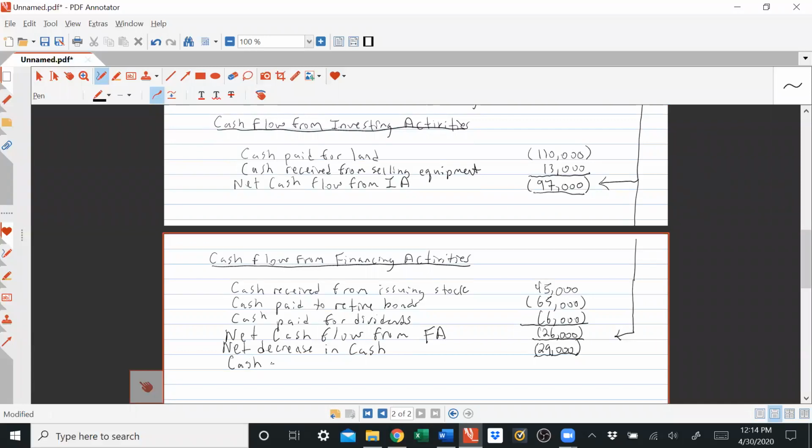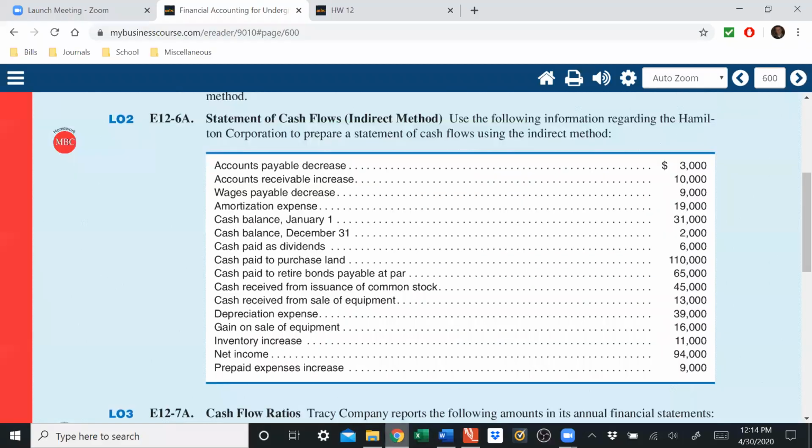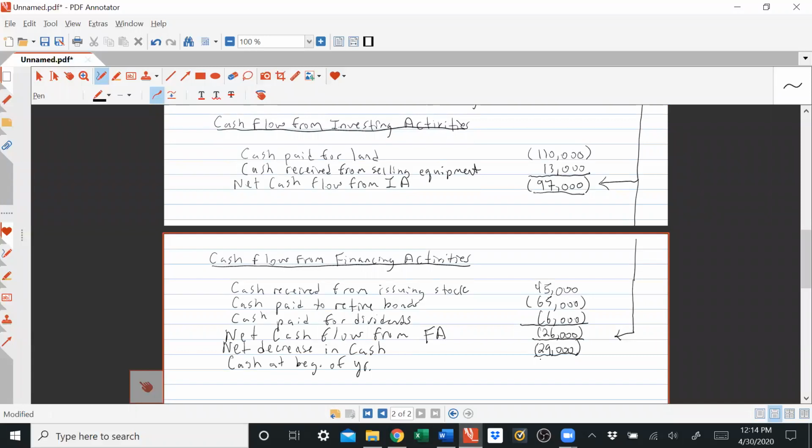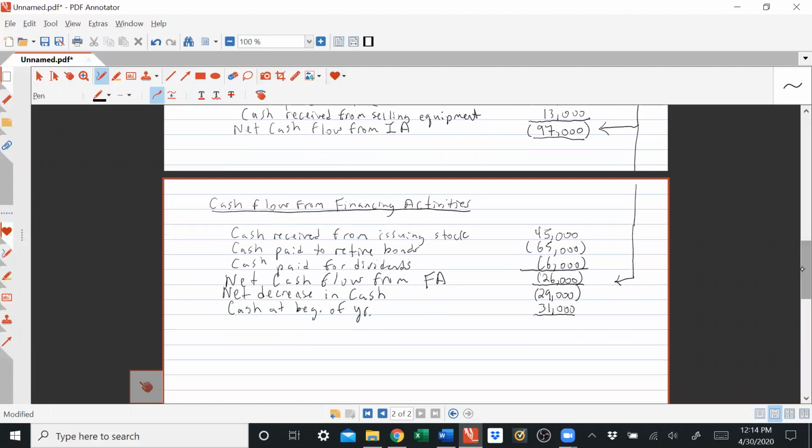We add that to our cash balance at the beginning of the year, which comes from the balance sheet, 31,000. And then we hope and pray that when we add the change in cash, negative 29,000, to the cash at the beginning of the year, we get the end of year cash. So the balance should be $2,000.